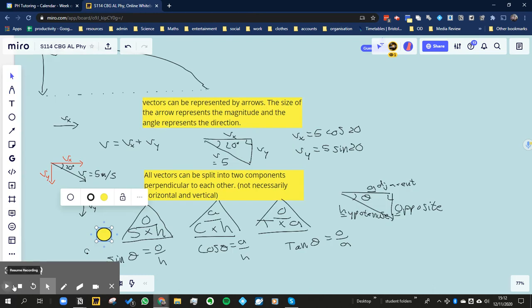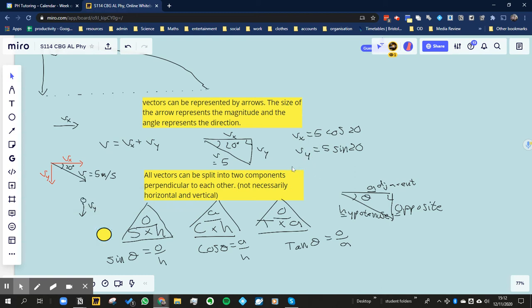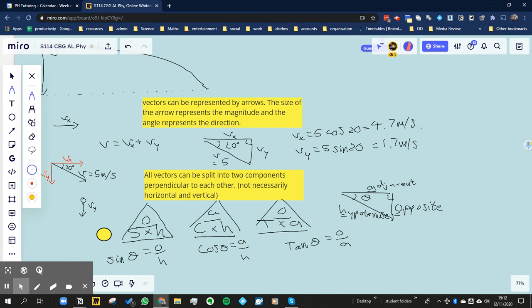Okay. So there we go. These are the two formulae for Vx and Vy, and we can now work that out by just putting them into our calculator. So I'll just pause the video and do that. Putting them into the calculator, you get 4.7 for the horizontal and 1.7 for the vertical, and that should all work out. We can double check that we've done this right by using a different method.